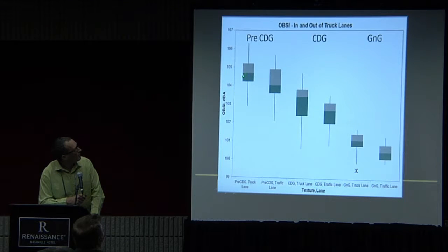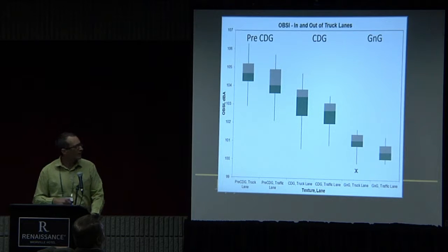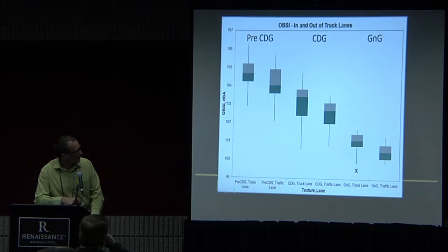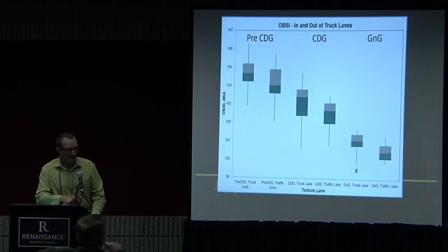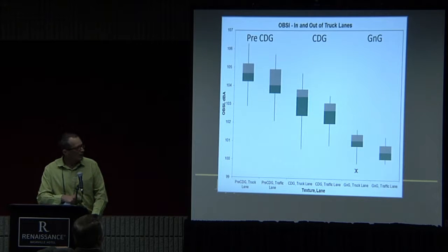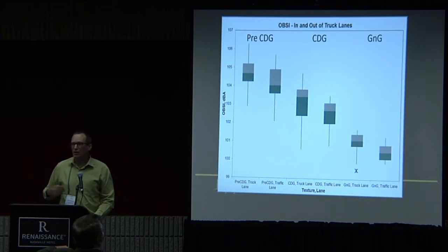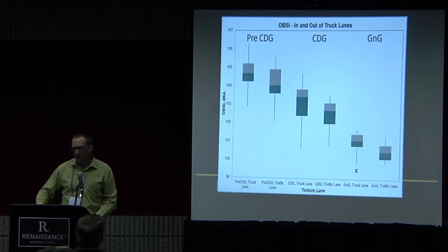So going from pre-CDG to conventional diamond grind, we're dropping a couple dB there, which is perceptible. But then when we go to the grind and groove, we're dropping a couple more dB. So we're getting down into the 97, 98, 99, 100 range. With grind and groove, we're getting close to the range of open graded asphalt.